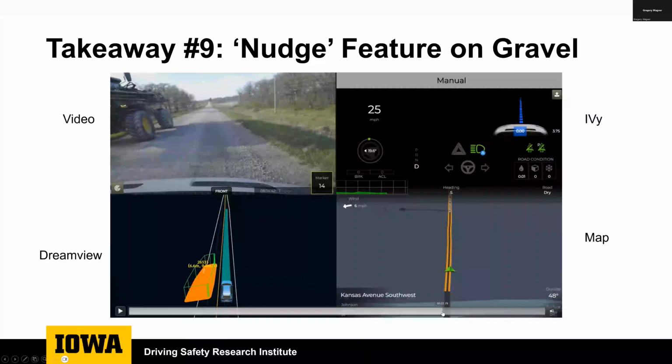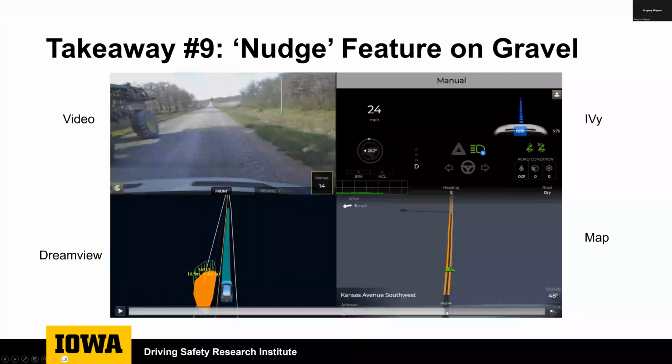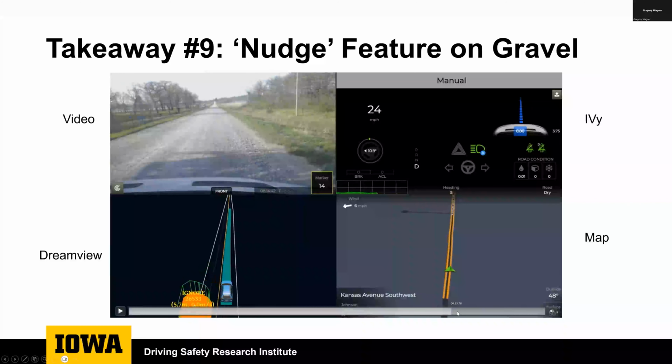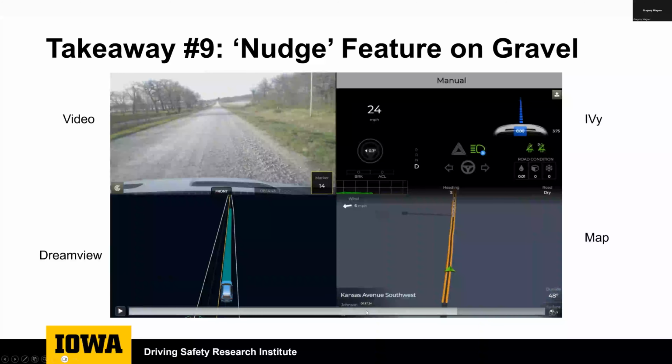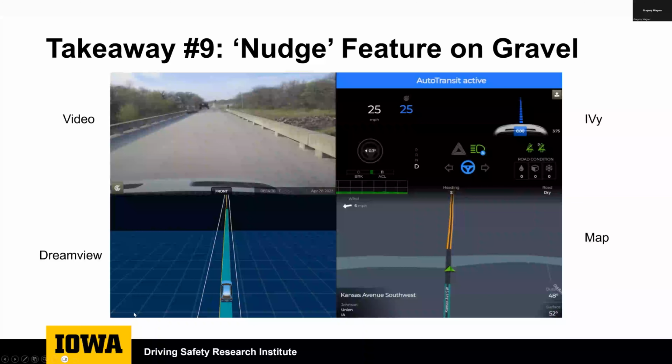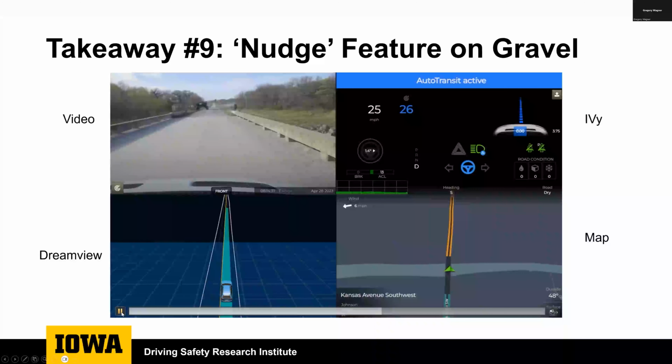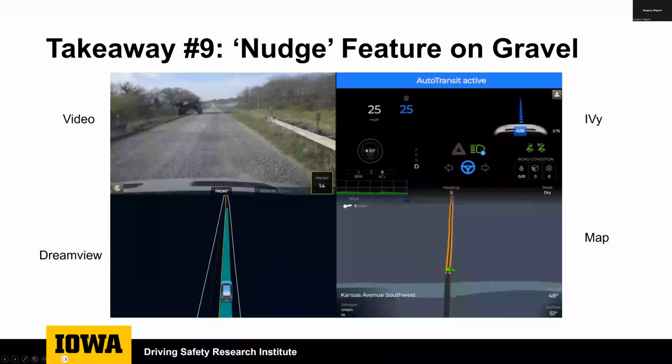So the takeaway here is that for AV testing on rural roads, you must consider scenarios like gravel roads and non-typical vehicles. So with that, I'll hand it back to Omar, and we can summarize some of these takeaways.